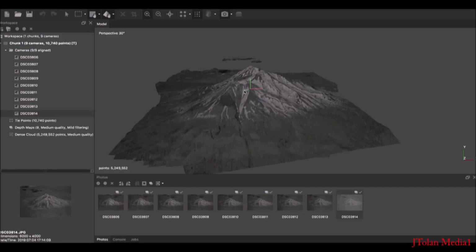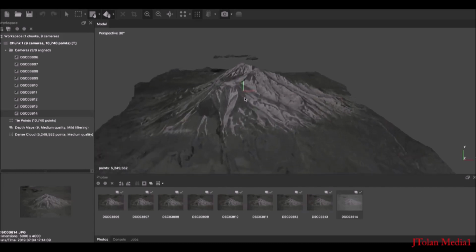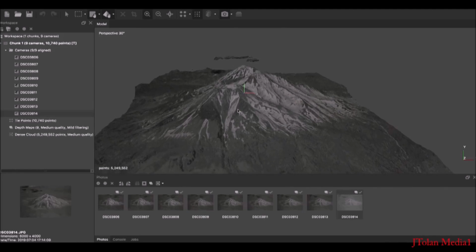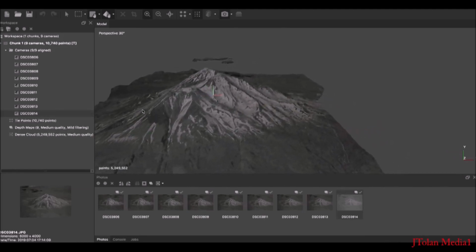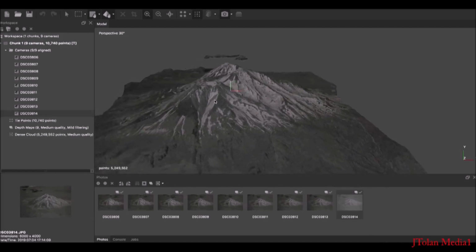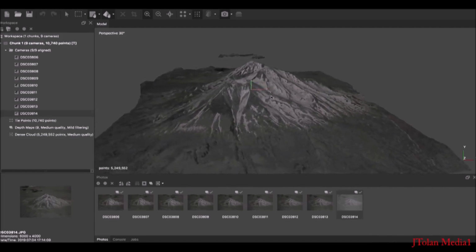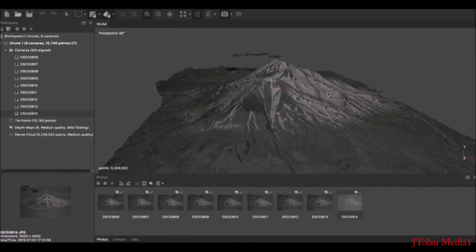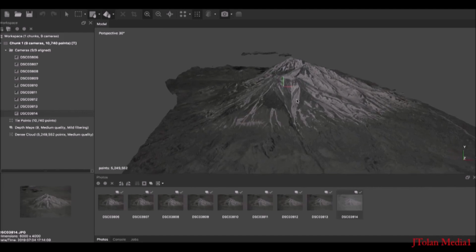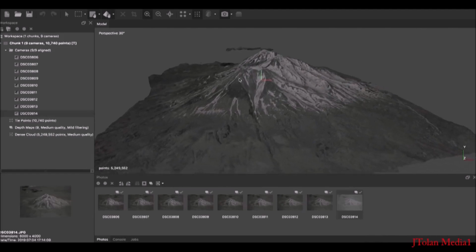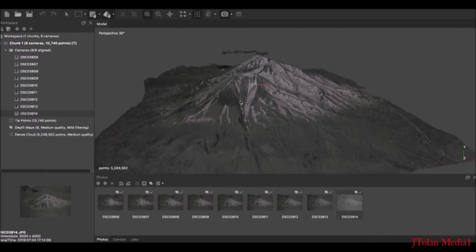And the results are simply incredible, folks. I mean, just look at this stuff, you know, with a few images. I have a 3D model here of Mount Shasta that I can rotate. Now on the back side of it, there's holes because there's no information there. But if you want to create a full 360 model, you got to take pictures all the way around.